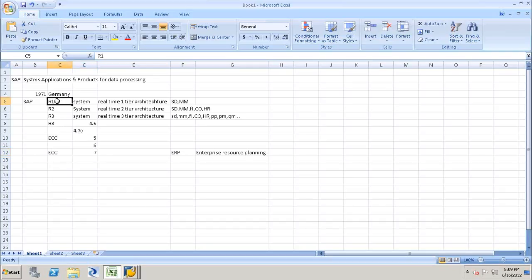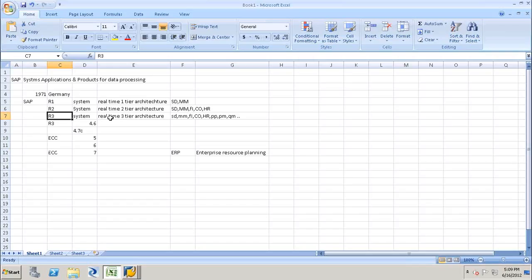They renamed it. So initially they started with R1, and after that R2, R3, etc. Now they have renamed it as ECC. If I go back to R3, R3 stands for what I have mentioned, real-time three-tier architecture. So hope you are aware of client-server architecture. So there will be a client, there will be a server, correct?